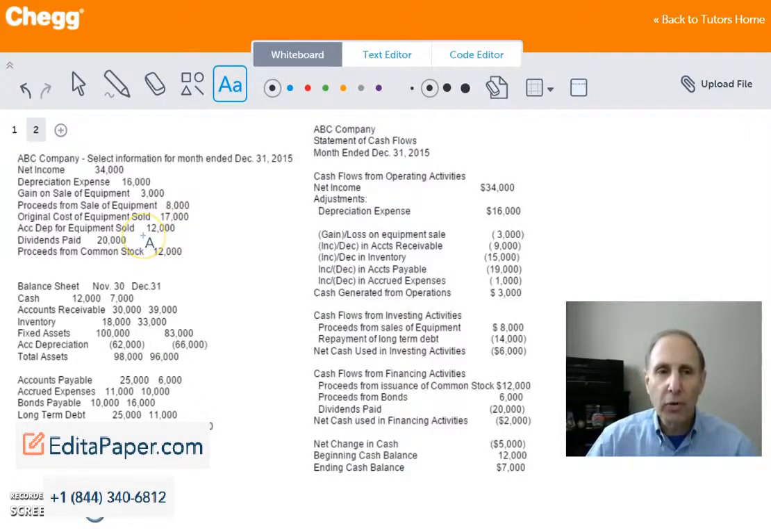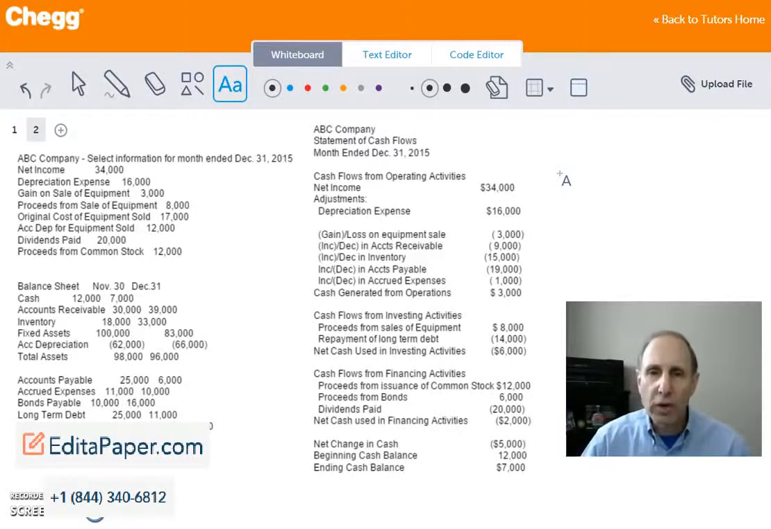ABC Company in the month also paid dividends of $20,000 and issued common stock where they received proceeds of $12,000. We also have a comparative balance sheet for ABC Company for the month ended November 30th as well as December 31st. Taking this information, we're going to be able to prepare a statement of cash flows using the indirect method.